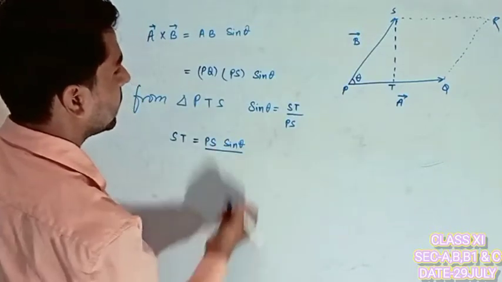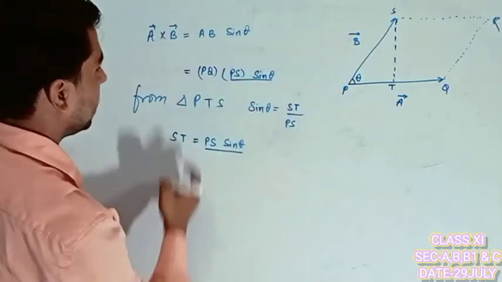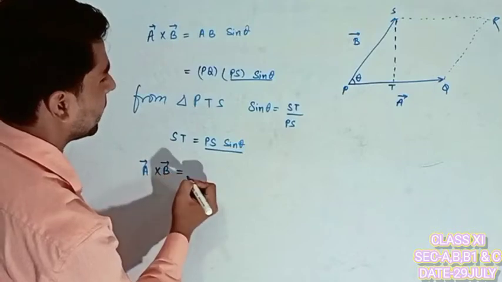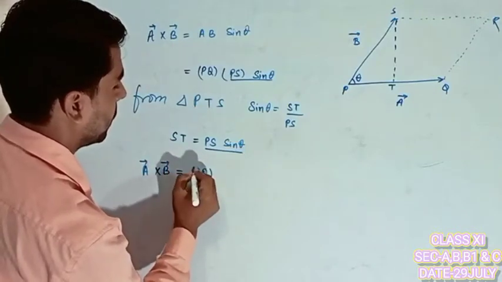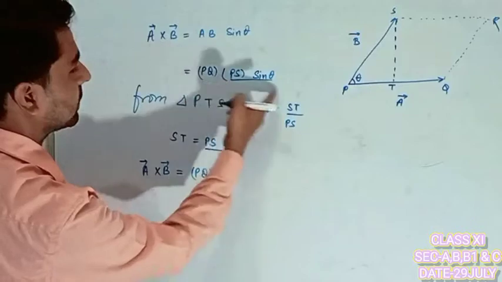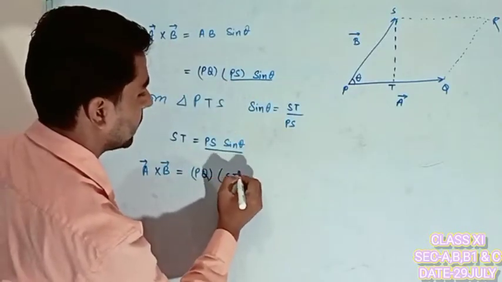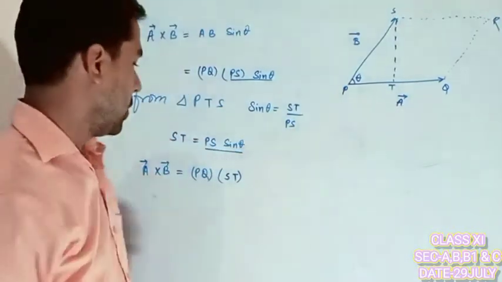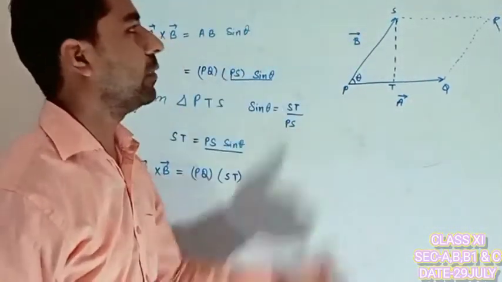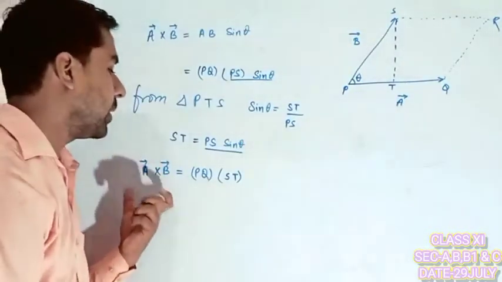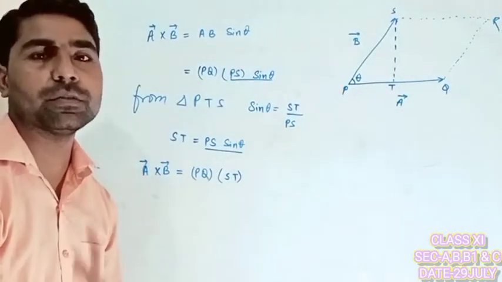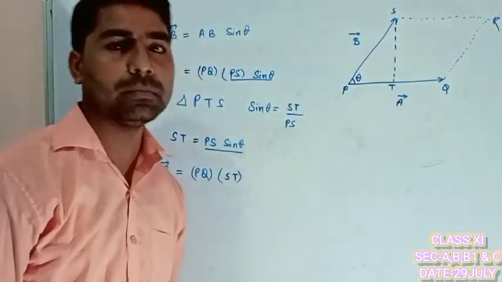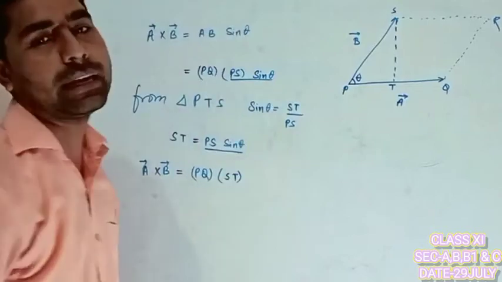So PS sin theta here and PS sin theta here, means vector A cross vector B can be written as PQ into, instead of PS sin theta, only ST. And what is PQ here? The base of the parallelogram. What is ST here? The perpendicular of the parallelogram. So it is looking like the cross product of two vectors is just the area of the parallelogram formed by the two vectors.